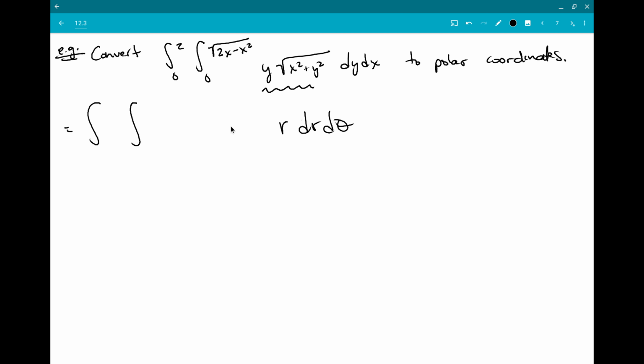So x squared plus y squared becomes r squared. So my dy dx became r dr d theta. We'll decide later if we need that. Square root x squared plus y squared just becomes square root r squared, so that's going to be an r. And then y becomes r sine theta. And I just need to figure out my bounds of integration.